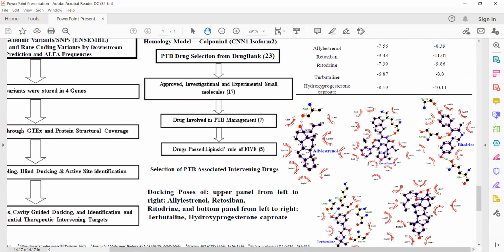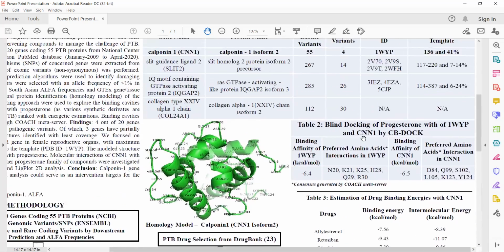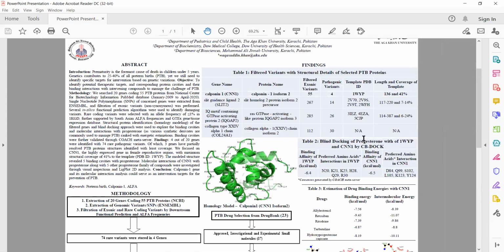I did not include the conclusion because this is an ongoing work. So we are still working further on 2 different proteins. For example, we are working on IQ-GAP2. We have the data, but we are still figuring out how to sort out the progesterone and its docking stuff.